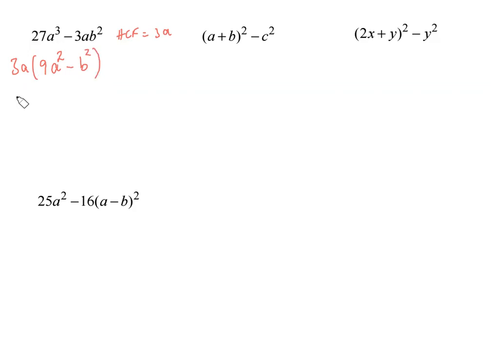Then from there, we continue with our 3a. But now what do we see? We see that 9 is a perfect square, a squared is a perfect square, b squared is a perfect square. So the root of 9 is 3, the root of a squared is a, then we have 3a plus b, the root of b squared is b, then again we repeat the same thing, 3a minus b.